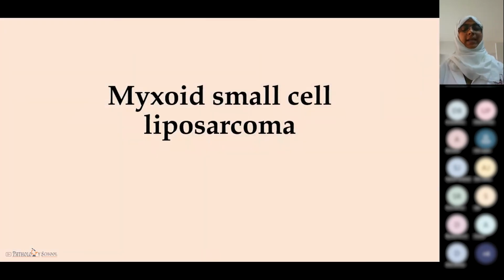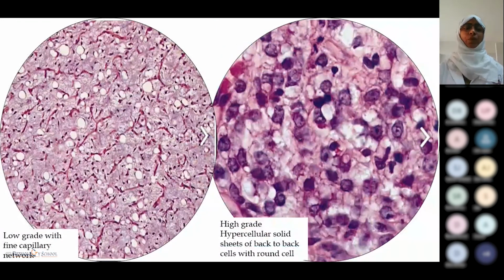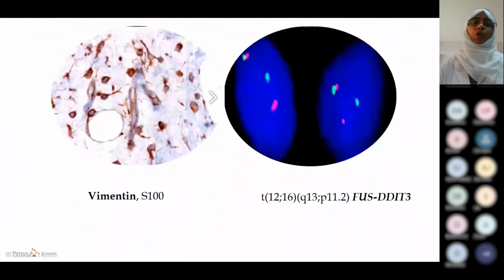Now, the myxoid small cell liposarcoma: these are well circumscribed and multinodular masses. Low grade will have a more gelatinous cut surface compared to the high grade, which will be more solid and fleshy. On microscopy of low grade, you see a myxoid background, and because of its name, lipo, there will be adipocytes with a fine capillary network. But when you look at the high grade, you see hypercellular solid sheets of round cells. It will show positivity for vimentin, and when we do FISH, there will be the characteristic FUS-DDIT3 fusion.